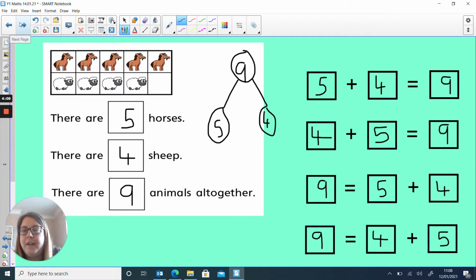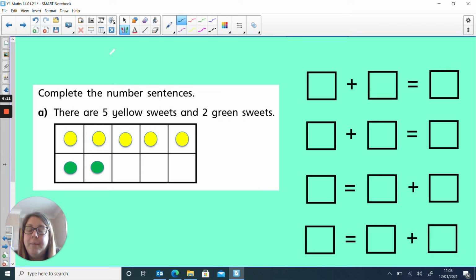So let's have a look at the next one. So here we have yellow and green sweets. So we've got, it tells us anyway, we've got 5 yellow and 2 green.